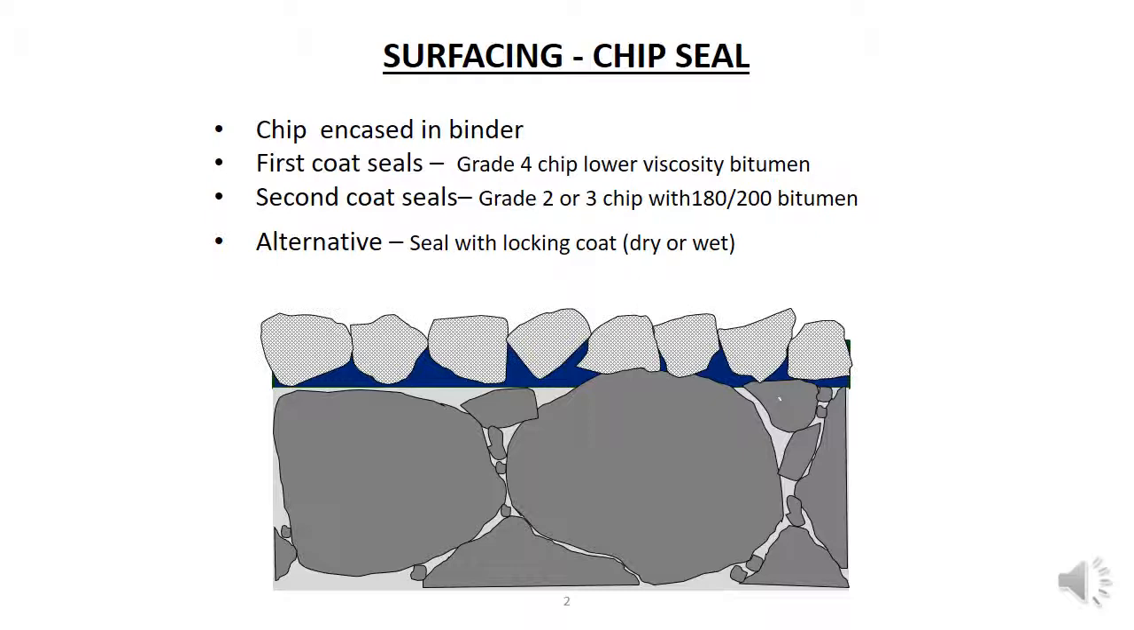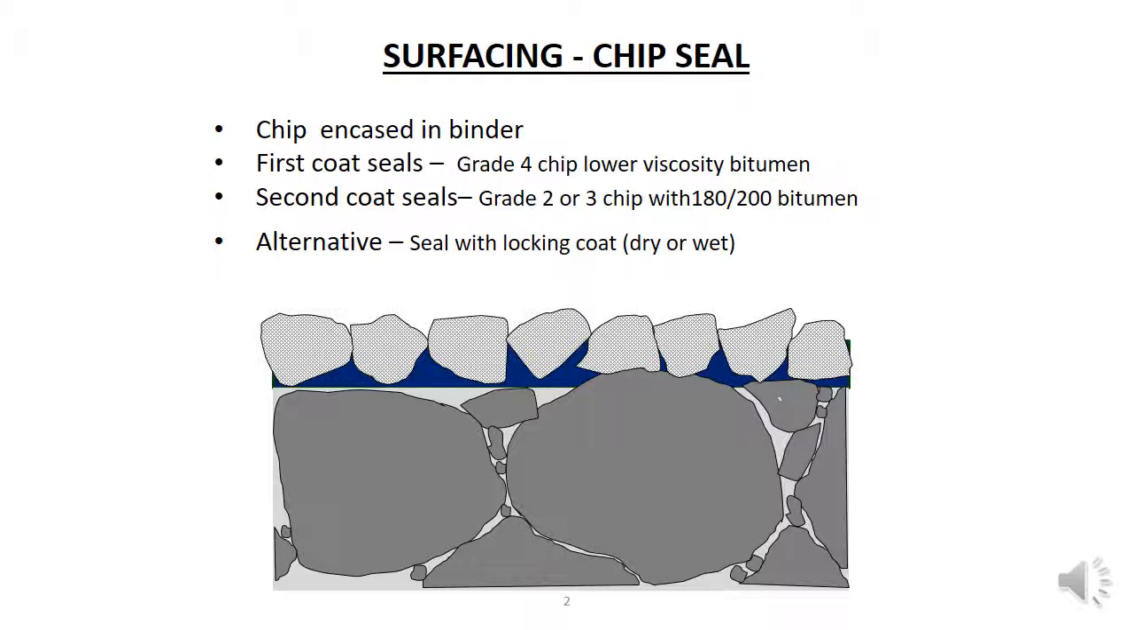The chip is crushed rock that has been screened so that all the chip particles are roughly the same size. That is, it is uniformly graded. The chip has to be roughly cuboid in shape. That is, the chip cannot have long, thin shapes.